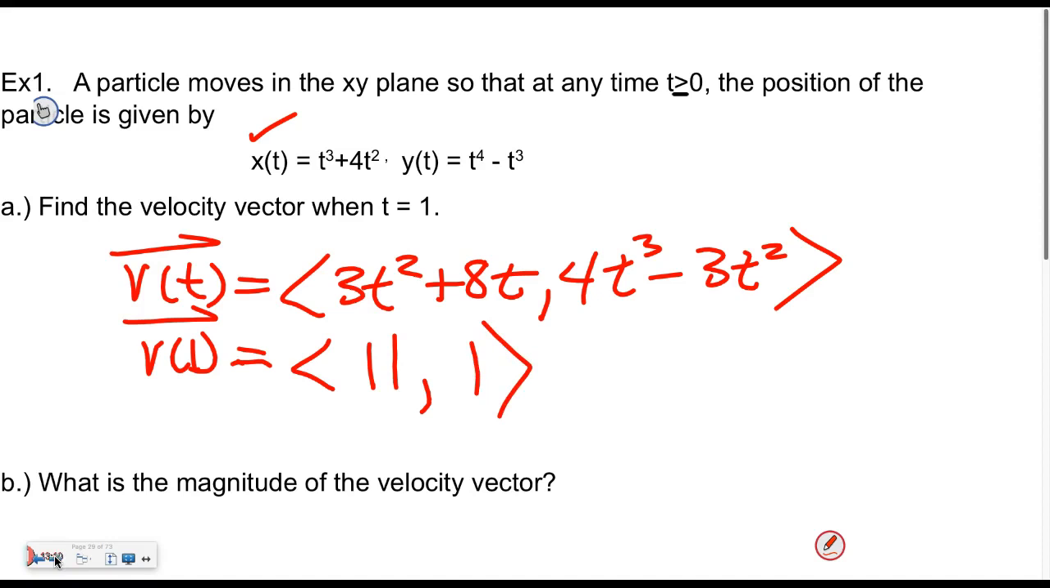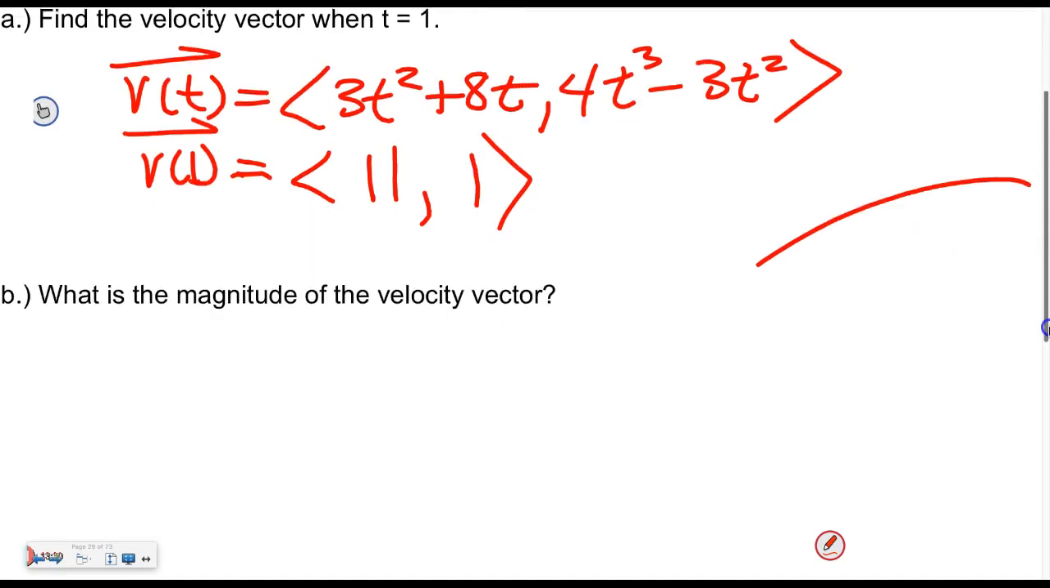What does that tell me about how the particle's moving? It's moving very fast to the right and slowly up. So if I were to graph that, which I'm not going to, my guess is it's kind of going like this, like it's moving to the right way faster than it's moving up. All right? Just so you get the concept of it.